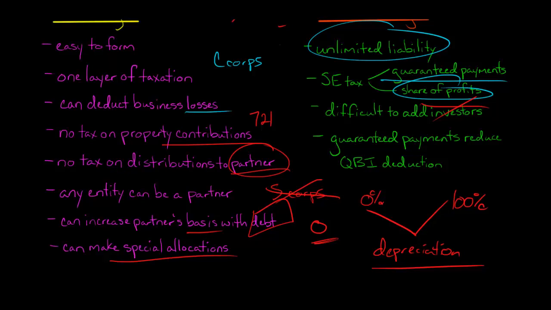Partnership is the only type of entity that can make special allocations. An S corp, for example, can't do it; it has to be pro rata. If you have an LLC that is being taxed as a partnership, then it can make special allocations. So you have to be taxed as a partnership in order to make special allocations. It's a major advantage of partnerships.